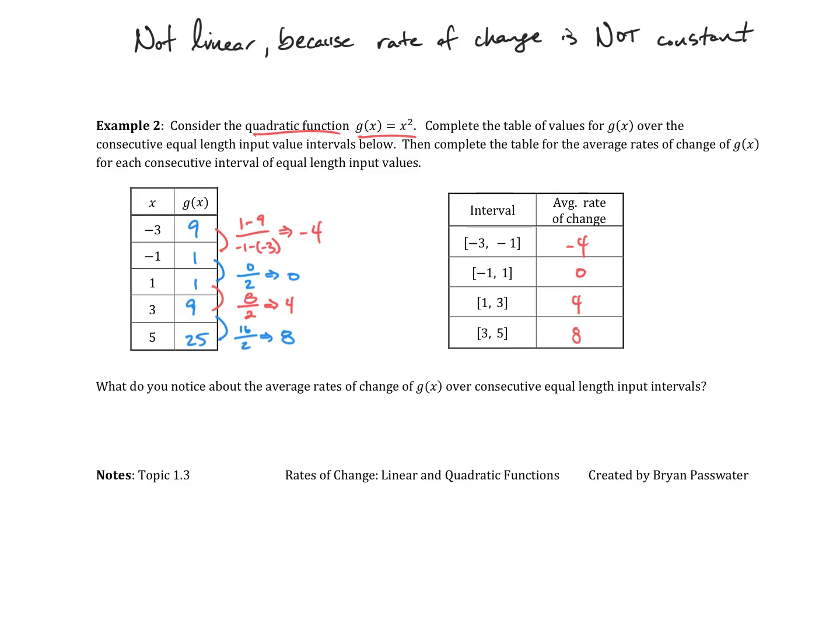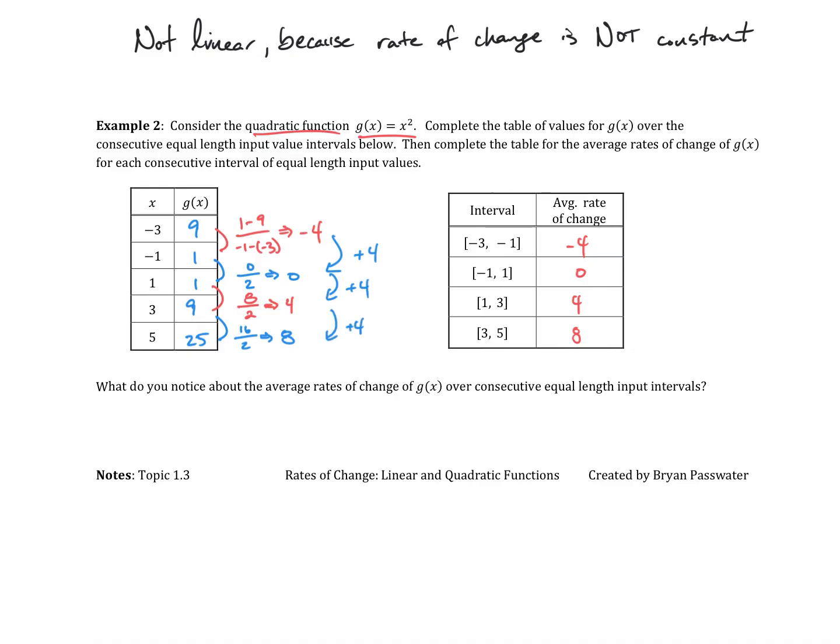What do we notice about them? They're going up by 4. So the average rate of changes have a change that is constant. That's good. That's a good nugget. All right, and so what's happening here is this is adding 4. This is adding 4. This is adding 4.